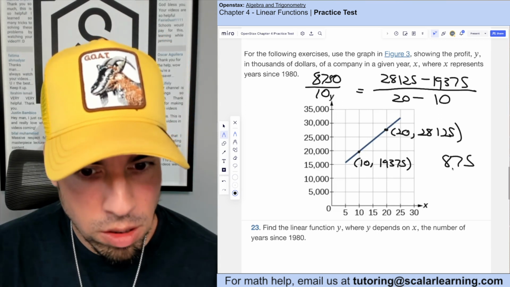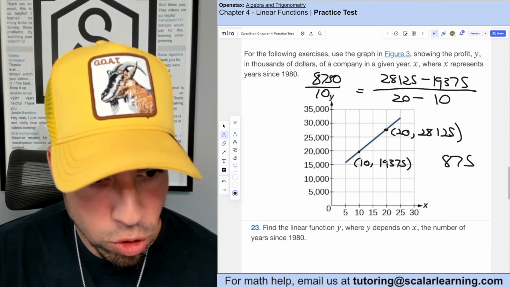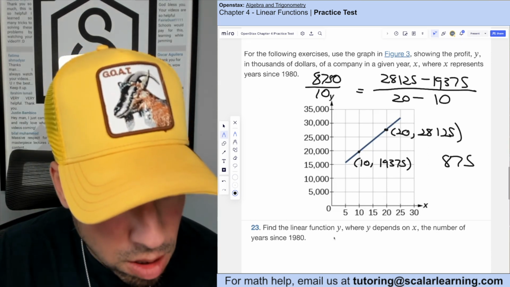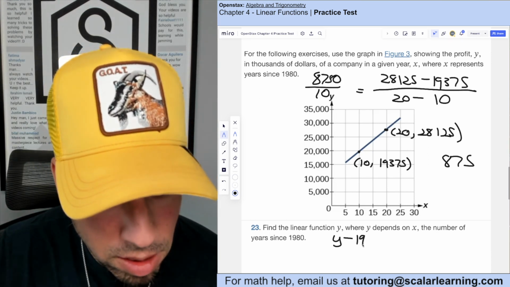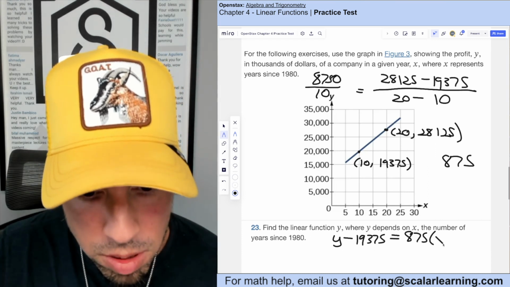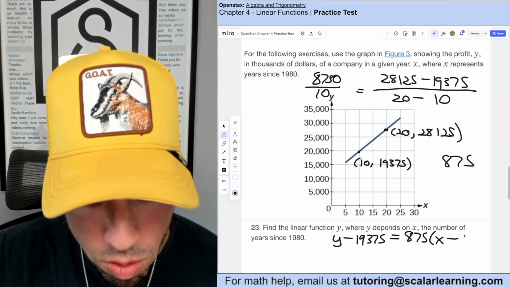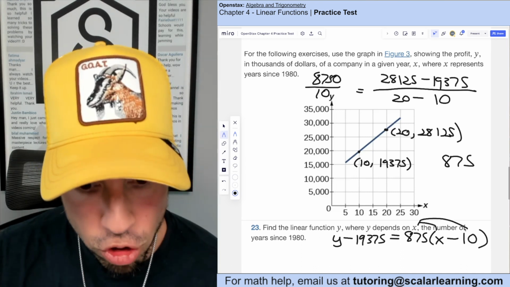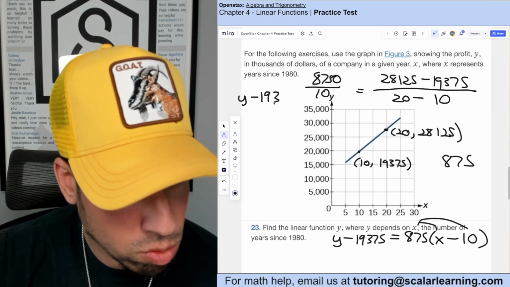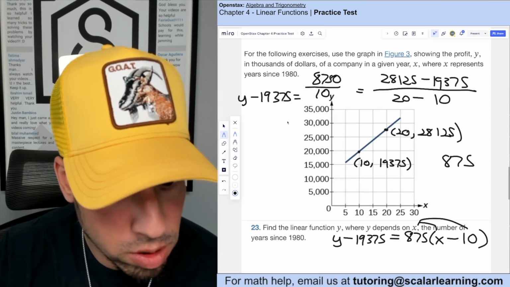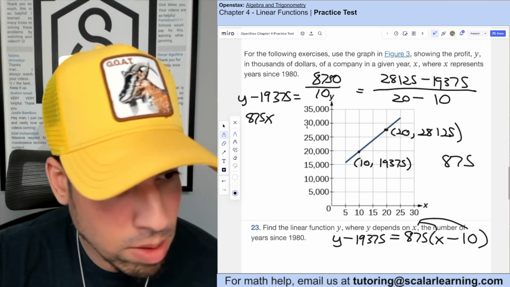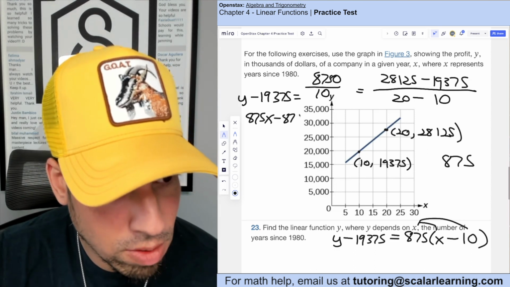Now using point slope, I'm going to use the first coordinate 10, 19,375. So we'd have y minus 19,375 equals slope times x minus that corresponding x value of 10. Now we're going to distribute. And then I have y minus 19,375 equals, down here, we got 875x. And then 875 times negative 10 is negative 8750.